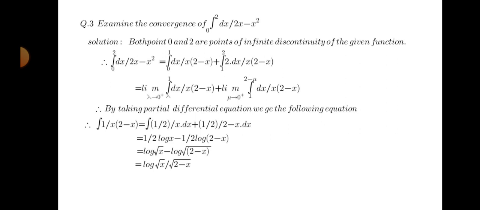Therefore, by taking partial fractions, we get the following. The integration of 1 by x into 2 minus x is equal to the integration of 1 by 2 into 1 by x plus 1 by 2 minus x, which is equal to 1 by 2 log x minus 1 by 2 log of 2 minus x, which is log of under root of x minus log of under root of 2 minus x, which is log of under root of x by under root of 2 minus x.